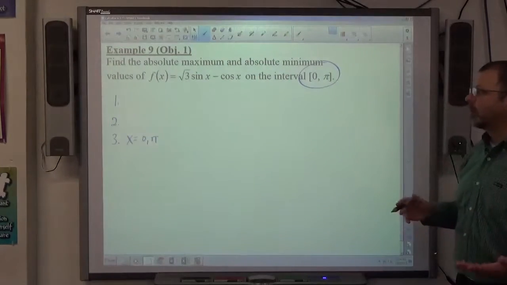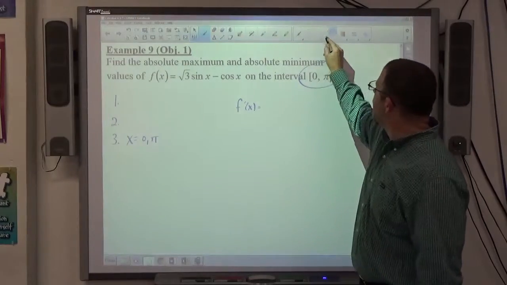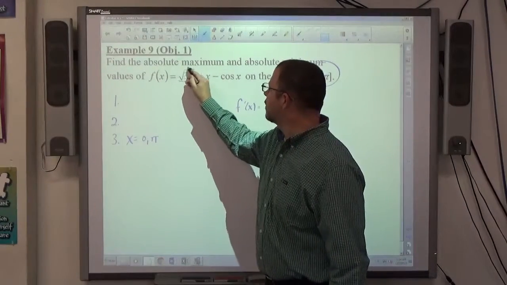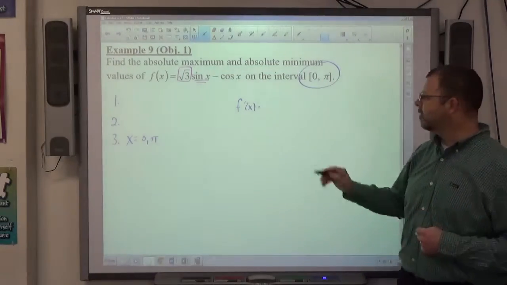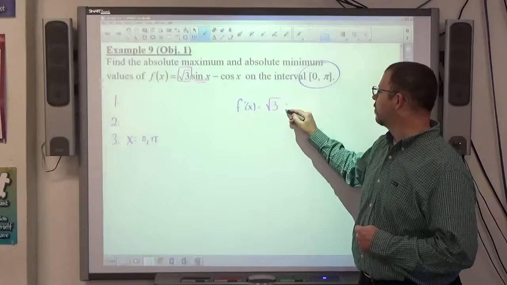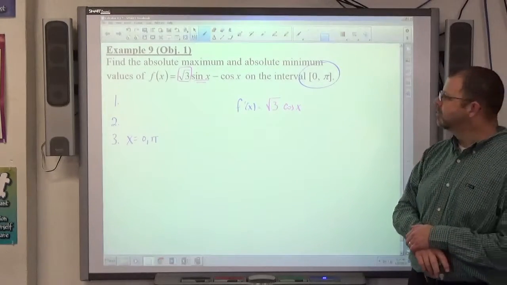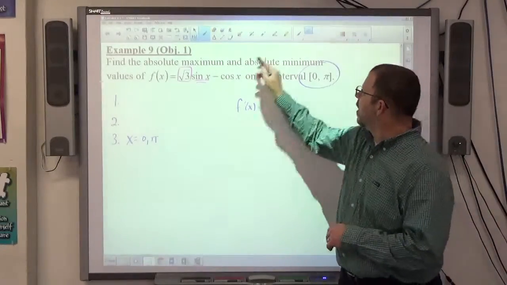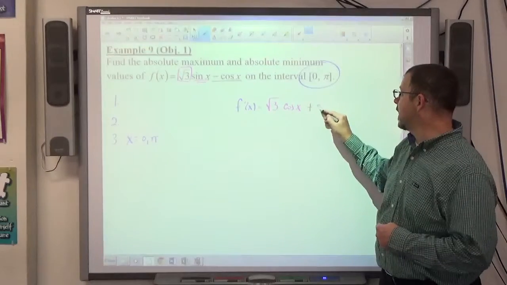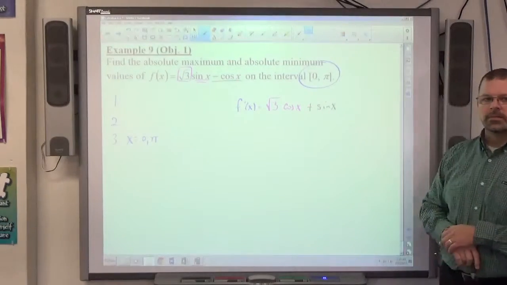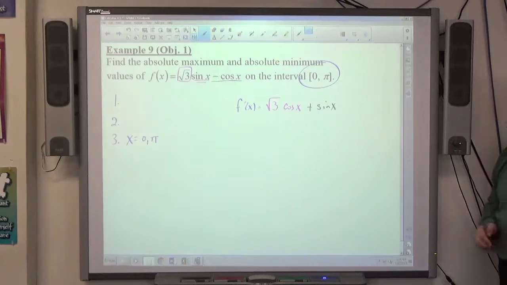For the remaining ones, we need a derivative. So f prime of x equals... now keep in mind, the square root of 3 is just a number being multiplied by sine of x. The derivative of sine of x is cosine of x, so the square root of 3 just comes along for the ride. It has no bearing on the actual derivative. The derivative of cosine of x is negative sine of x, so it's minus cosine, so it's plus sine. So the first derivative is the square root of 3 cosine of x plus sine of x.